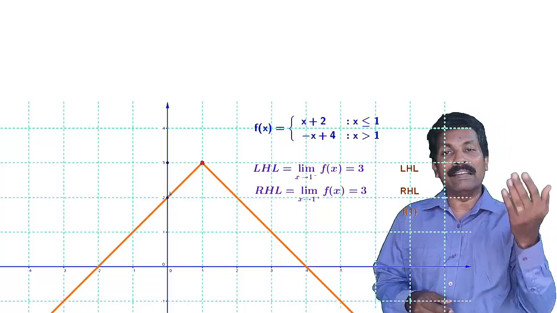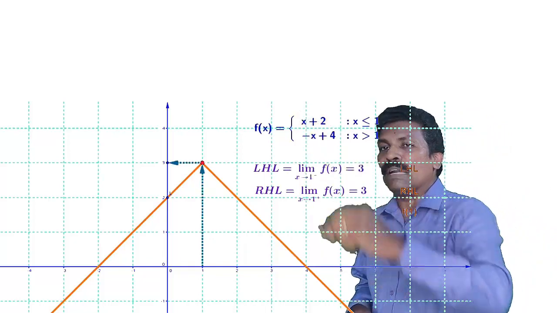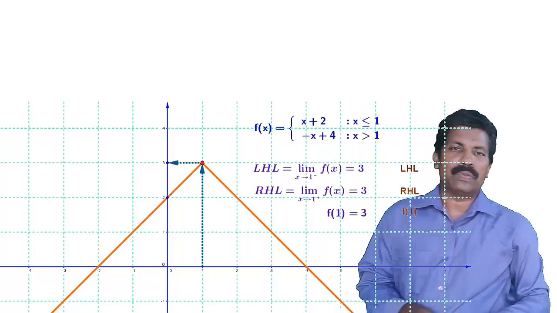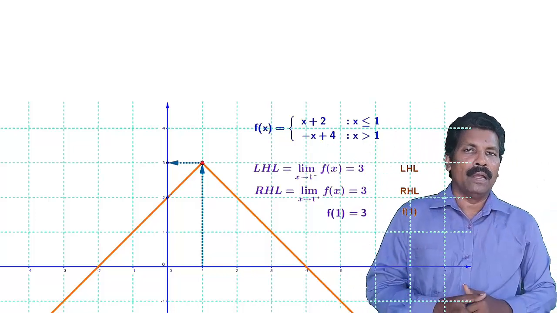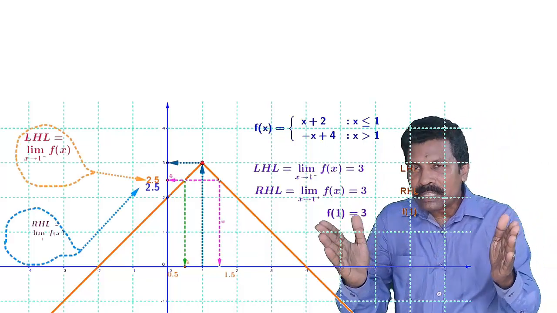Now, what about f(1)? When x is 1, you can see f of 1 is 3 only. That is f(1) is equal to 3. Here, all the values are equal. Let us see all the cases together.